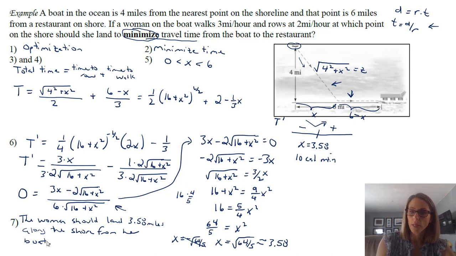Now, another option would be to take your value, subtract it from 6, and then say she should land this many miles, 2 point something miles, along the shore from the restaurant, from the distance to the restaurant. So you could also look at it in that way too, and either way would be fine. You could also even put it in for the distance and say, you know, from her boat to the shore, you could find that distance as well, but just make it clear whichever you found. But no matter which number you're getting there, they're all in terms of x, and so that would minimize her travel time. Her travel time would be the shortest with that value of x, 3.58 miles.